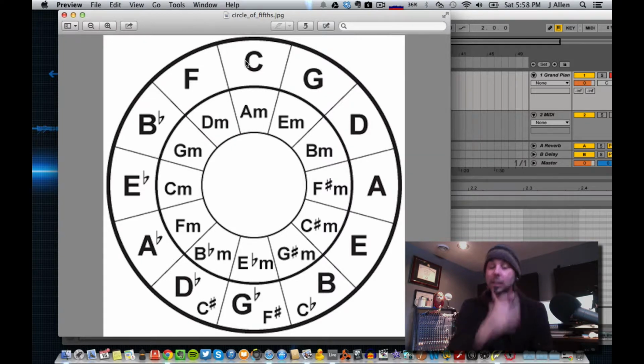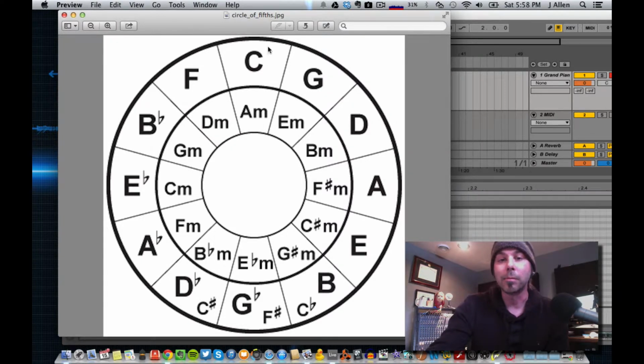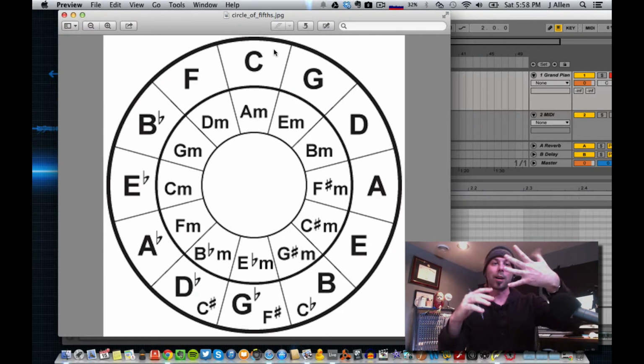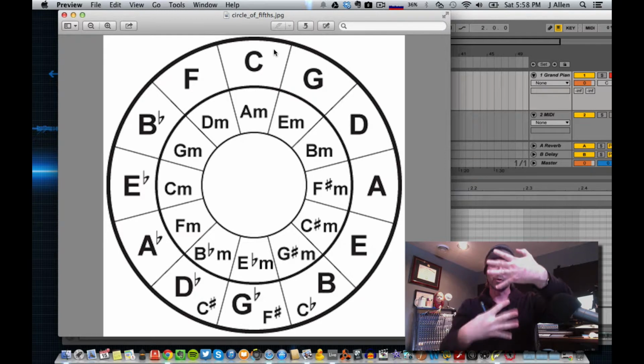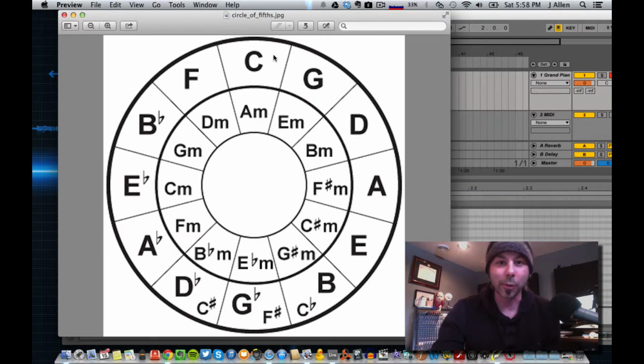Now, sometimes you'll come across this and it'll be called the circle of fourths. Why would it be called the circle of fourths? Because a fifth upside down is a fourth. So if we go backwards, so this way, it's fifths. If we go this way around, it's actually a circle of fourths.